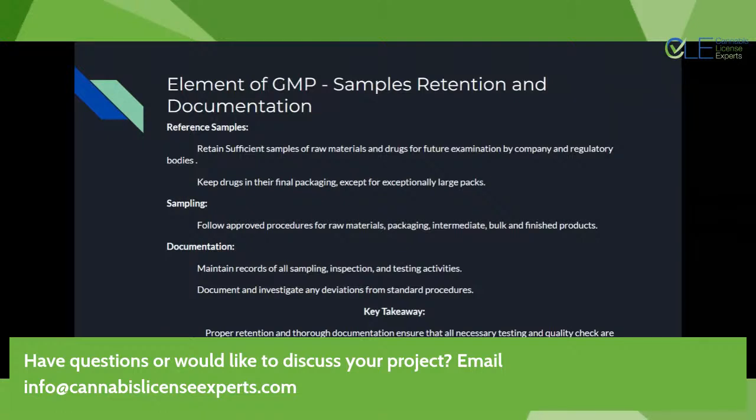Sampling, follow your approved procedures for raw materials, packaging, intermediate, bulk, and finished products. Documentation, maintain your records and document, investigate any deviations from standard procedures and make sure that they are addressed. You don't want the same problem happening over and over again because you didn't do a proper CAPA. And then your key takeaway for sample retention and documentation is that your proper retention and thorough documentation ensures all necessary testing and quality checks are performed and tracked.